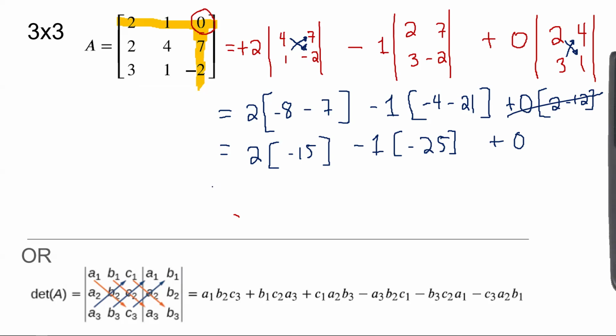And almost finally, 2 times negative 15 would be negative 30. Negative times a negative is a positive 25. And right here, I'm going to get negative 5. Negative 5 is the determinant of that matrix up there that we called A. And to me, that's the easiest way to get that determinant, at least, for a 3 by 3.